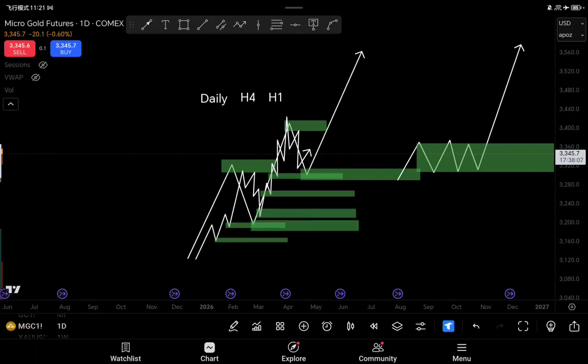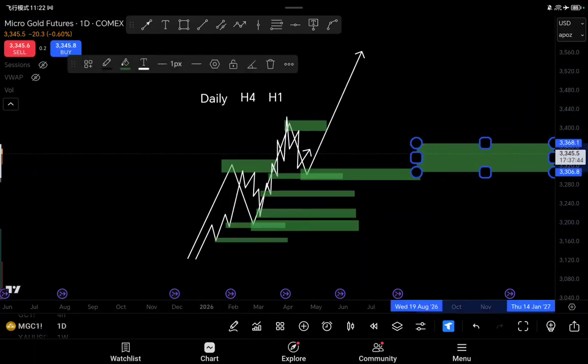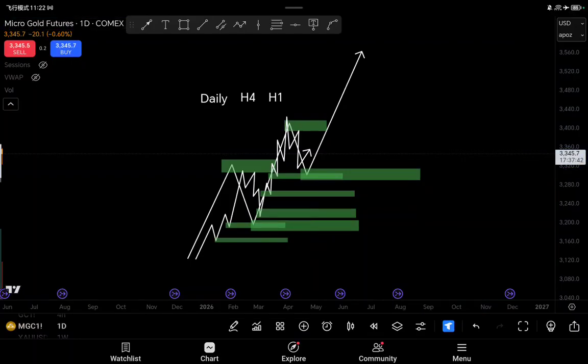When you draw this one and this one, you will be able to notice how the market behaves. In different time frames, you will see the same thing repeat over and over again. But to reduce our confusion, we start from the higher time frame. That's what I mean.